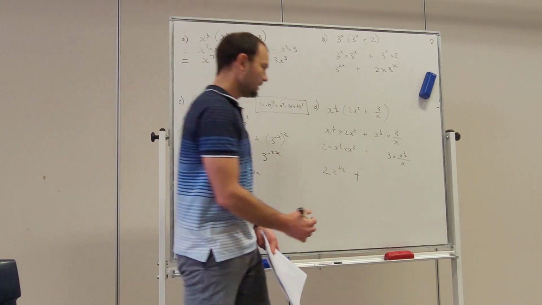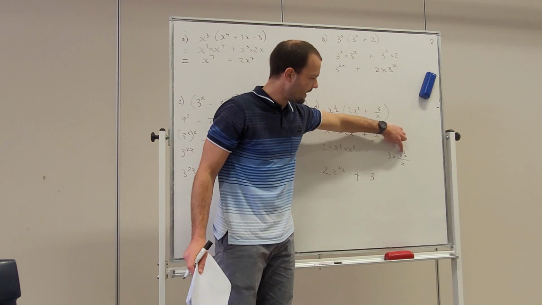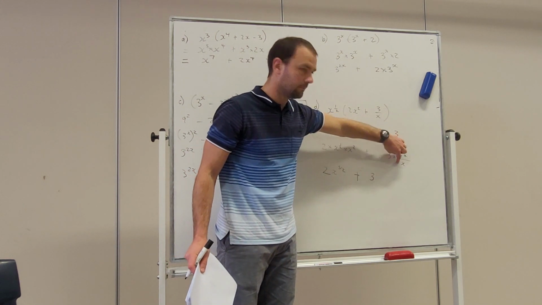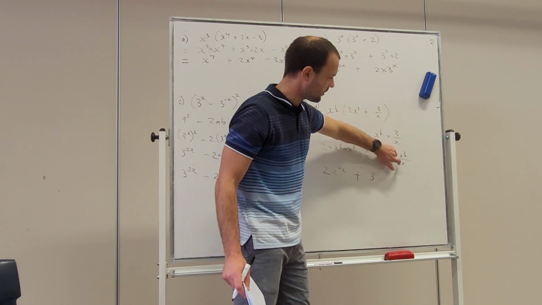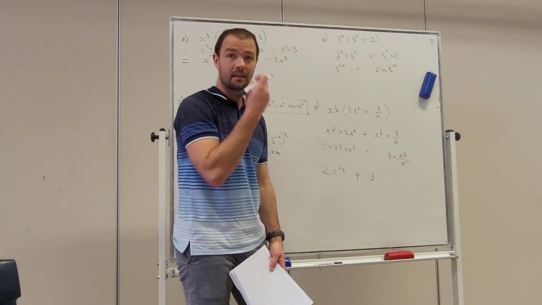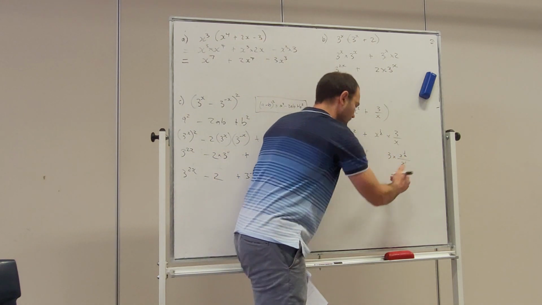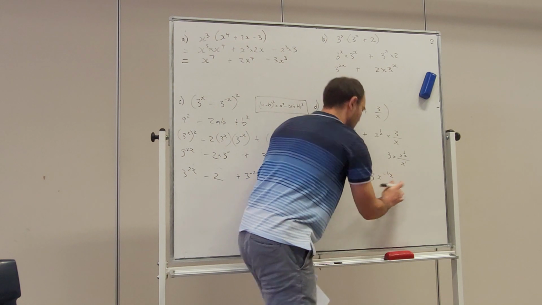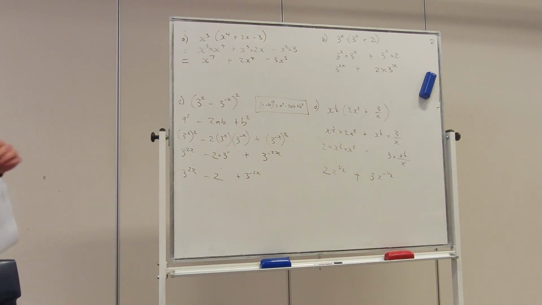And then the 3 can just hang out. And we have the top power take away the bottom power. Always the top power take the bottom power. They're the same base, right? X to the half on x to the 1. If there's no power written there, it's a 1, right? X to the half take 1. That's going to be minus half. And that is the solution.